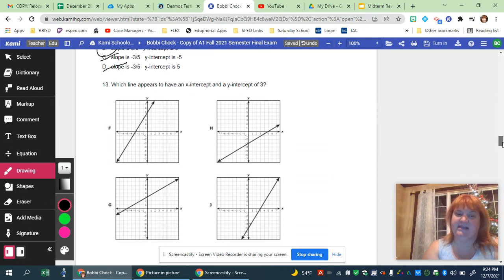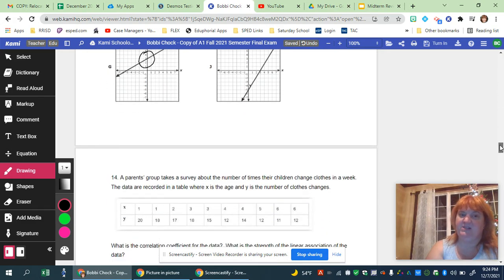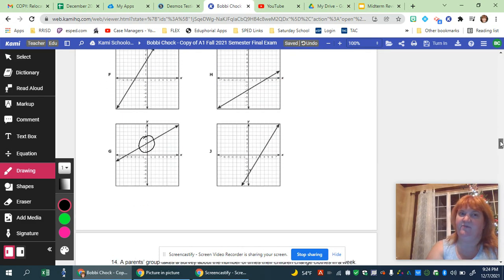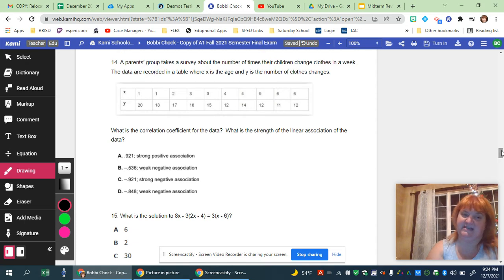This one actually has a problem. It says which line appears to have an x-intercept and a y-intercept of 3? Let's just cross out x-intercept. Have a y-intercept of 3 because none of the graphs have both of them intercepting at 3. So which one has a y-intercept at 3? Well, that would be that one right there. Okay. Let's move on to the next page. So that was page 1, 2, 3, 4. That was page 5. Here's page 6.